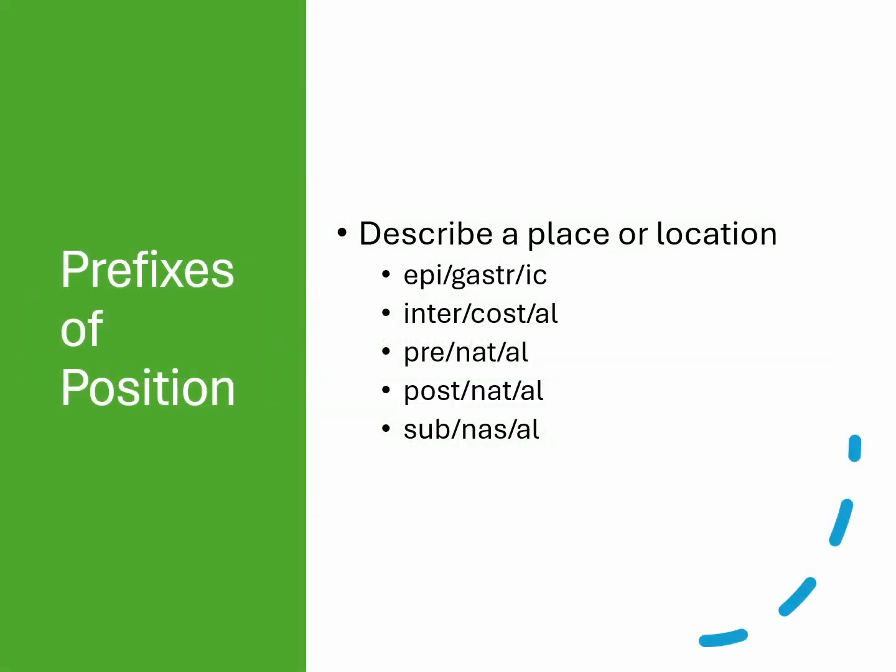Let's look at the examples. Epigastric. Epi means above or above the stomach. Intercostal. Inter means between, like between the ribs. Prenatal means before birth. Postnatal means after birth. And subnasal means under the nose. So instead of memorizing the whole word, you identify the prefix and it tells you the location.